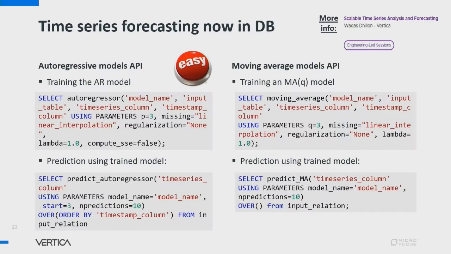From here, we've added time series forecasting algorithms in database. As many of you are familiar, we have all your classification and clustering and regression algorithms already built into the database. And for Vertica 11, the team added the auto-regressive models as well as moving average models. So this is super easy. As you can see, I even put the simple SQL statements to train and predict on these models in the slide here. And if you'd like more information, join Wakas Dillon on my team at Scalable Time Series Analysis and Forecasting, another session at Unify this year.